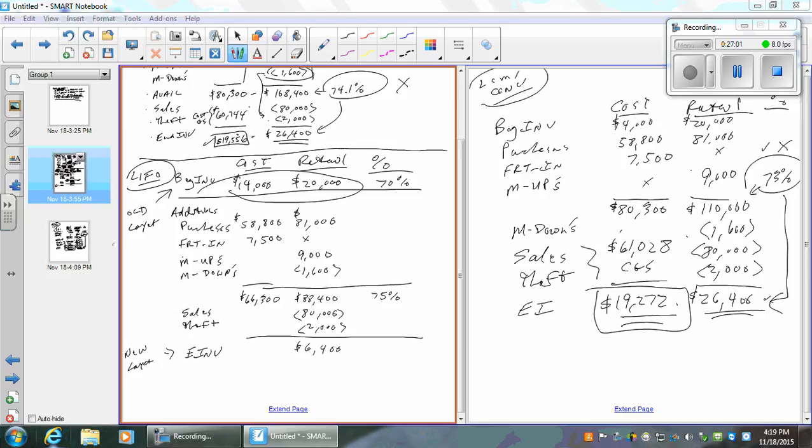Okay? So what do you want to do? That 6,400 should be at what rate? 75%. Absolutely. So what is that for the ending inventory? 4,800. Okay? Now that's the new layer, 4,800, and the old layer is 14,000. So give me the total ending inventory.